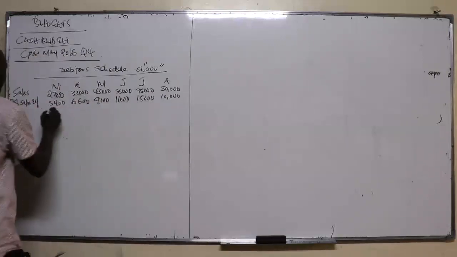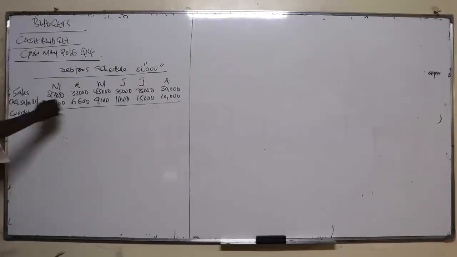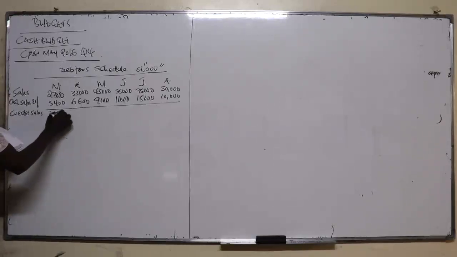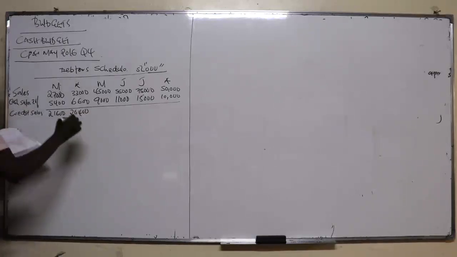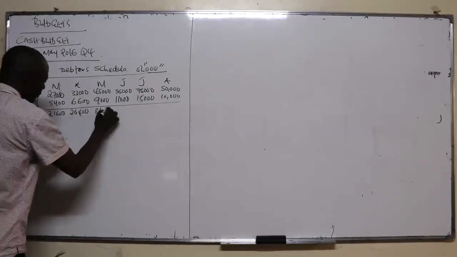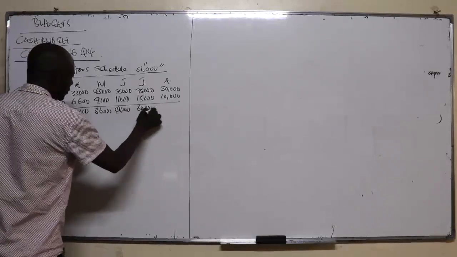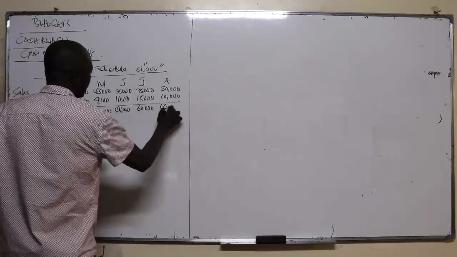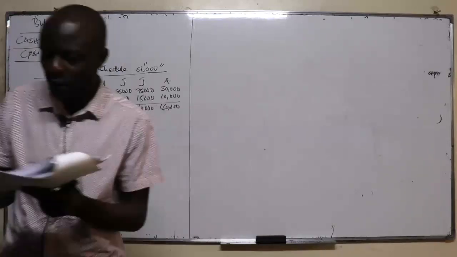Now the remaining sales will be credit sales. This will be the credit sales, the difference between the total sales and the cash sales. So this one will be 21,600, 26,400, 36,000, 44,000, 60,000, and 40,000. Now we analyze how these credit sales are going to be paid, how the cash is going to be received from the credit sales.